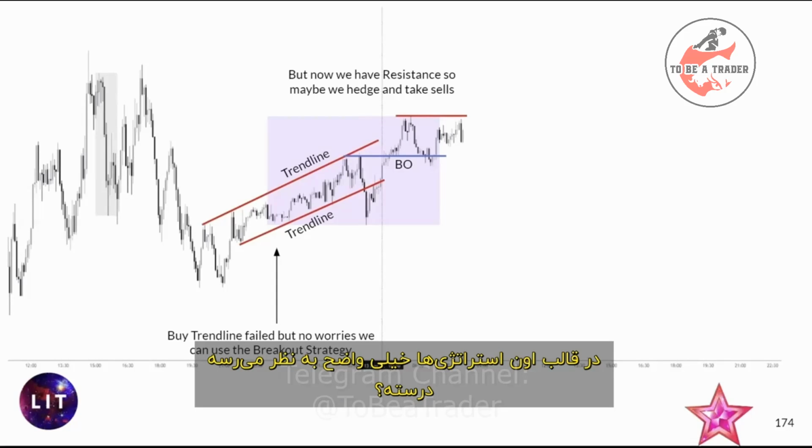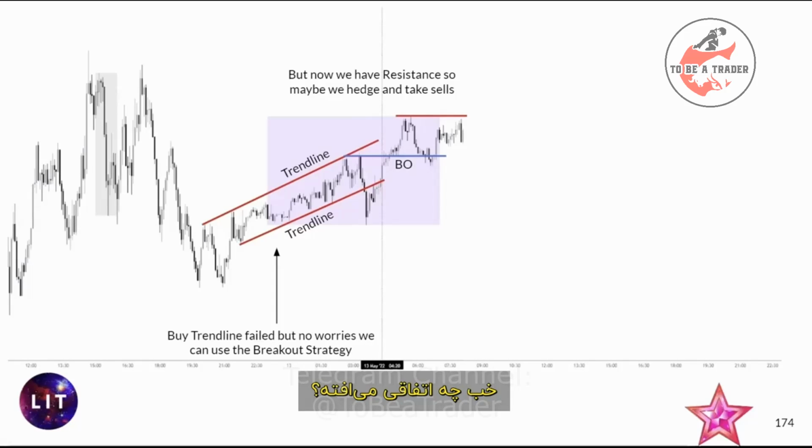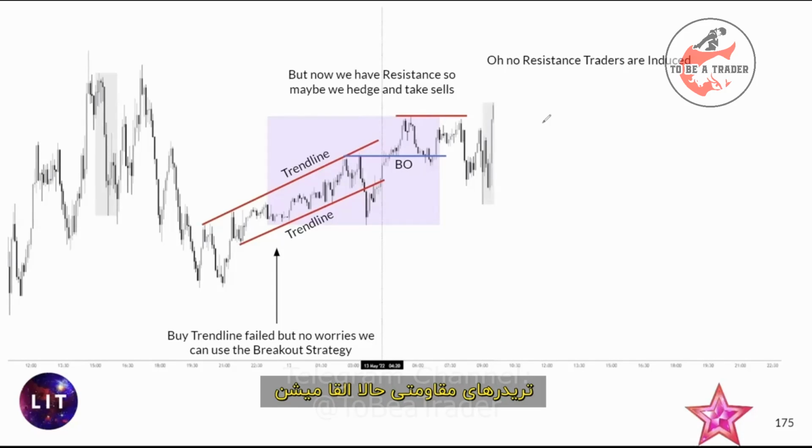And it looks very obvious in those strategies, right? So what happens? Oh no, resistance. Traders are now induced, as you can see right here.